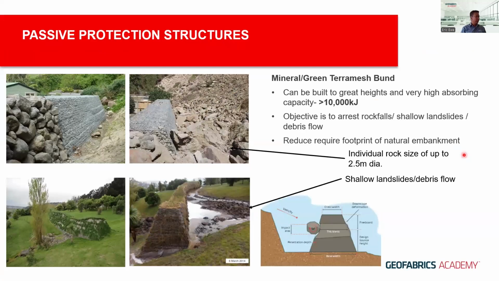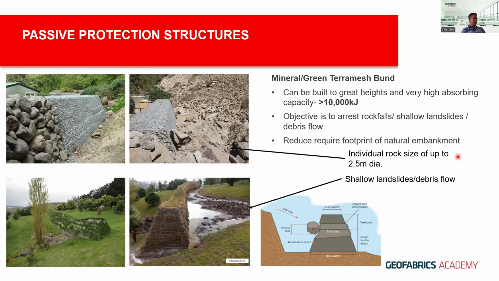The next type of passive protection structures is what is known as a mineral or Green Terramesh reinforced soil bund. They can be designed for very high absorbing energy, up to 10,000 kilojoule. And again, the reason for reinforced soil structures or bunds is the high ability to absorb energy due to the ductile behavior.